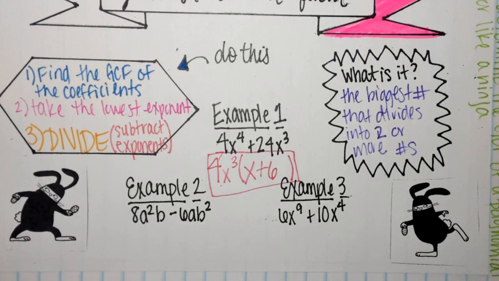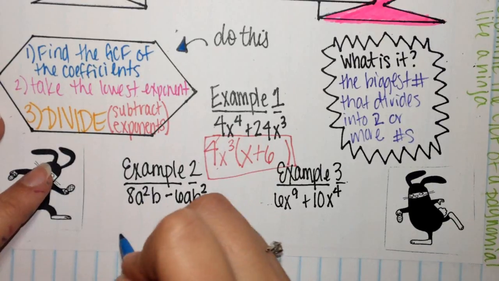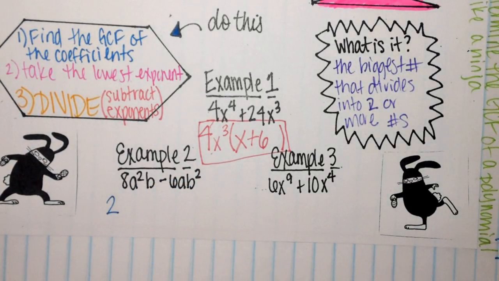Alright, let's do the next one together. Looking at 8 and 6. What is the biggest number that goes into both 8 and 6? It's 2. Why is it 2? Because 2 goes into 6 3 times, and 2 goes into 8 4 times. But 3 and 4 don't go into 6 and 8.